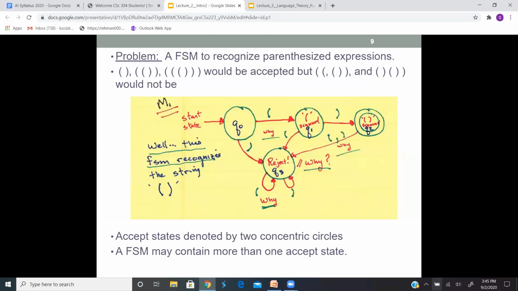That would be accepted, but left, left, comma, no, left, left is not accepted. That's two left parentheses, that's not correct. Left, right, right, that's not correct. Left to the first, right to the second. And let's see, left, right, right. No, so it wouldn't be.